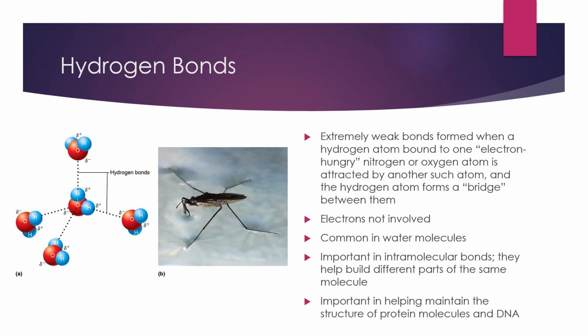And in the image here, you can see in image A, the slightly positive ends of the water molecules become aligned with the slightly negative ends of the water molecules. And then in image B, you see this little bug. The water's high surface tension is a result of the combined strength of its hydrogen bonds, and it allows the water strider, the bug, to walk on the pond without breaking the surface.